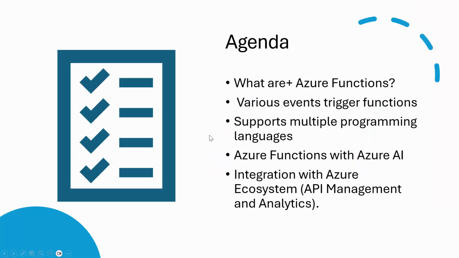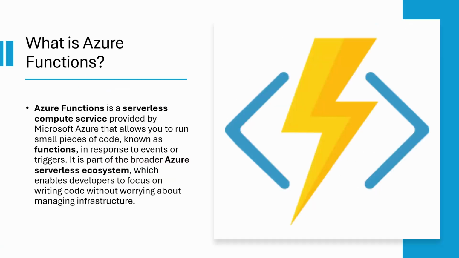So what's the agenda for today? First and foremost, we will understand what Azure Functions are. We will learn about the various trigger events. We'll see how Azure Functions can be written in different programming languages. We'll also see how you can extend the Azure Function with AI. And then we will see how Azure Function integration works well in the Azure ecosystem, and we will use API Management and Analytics to show that.